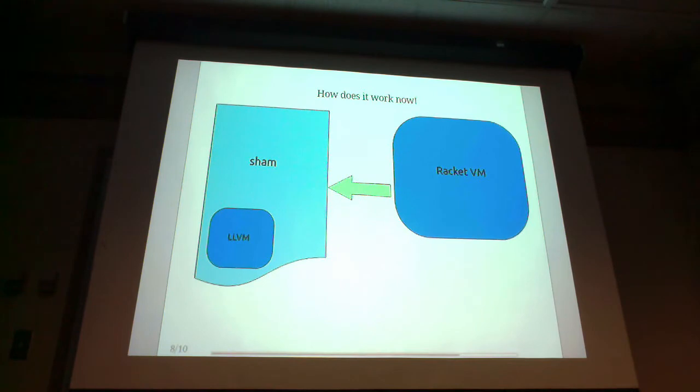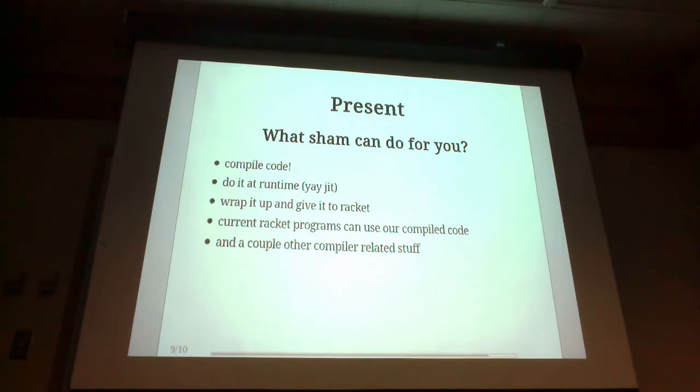But what I have right now is this. There's only one arrow going one way. And there's the little Sham, and there's a small box inside the Sham which is called LLVM. I hope everyone knows what it is. So what does it give us? Does it give me all the things that I want? Maybe somehow. So what does Sham give you? What can it do for you?